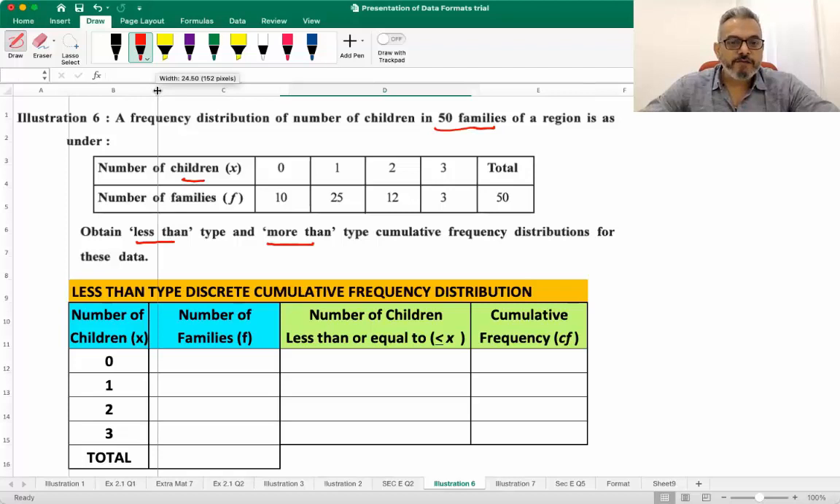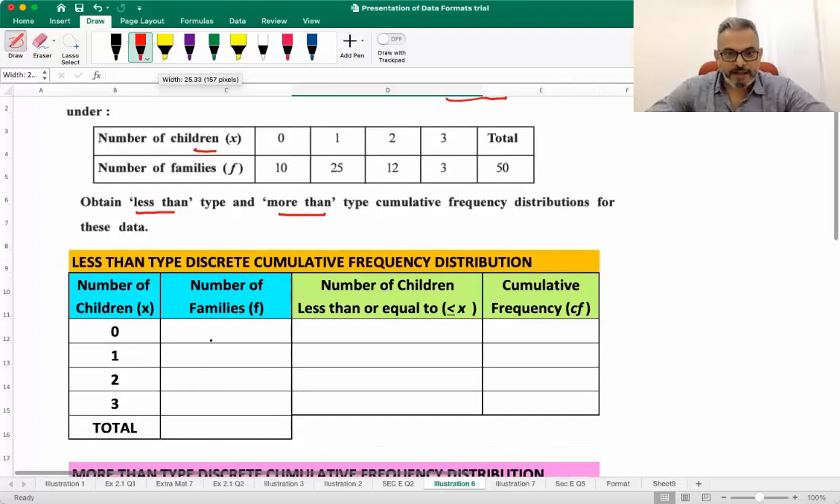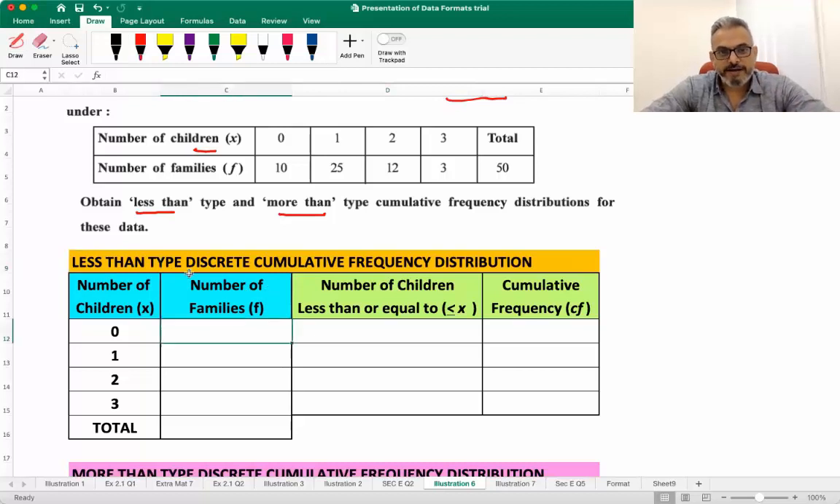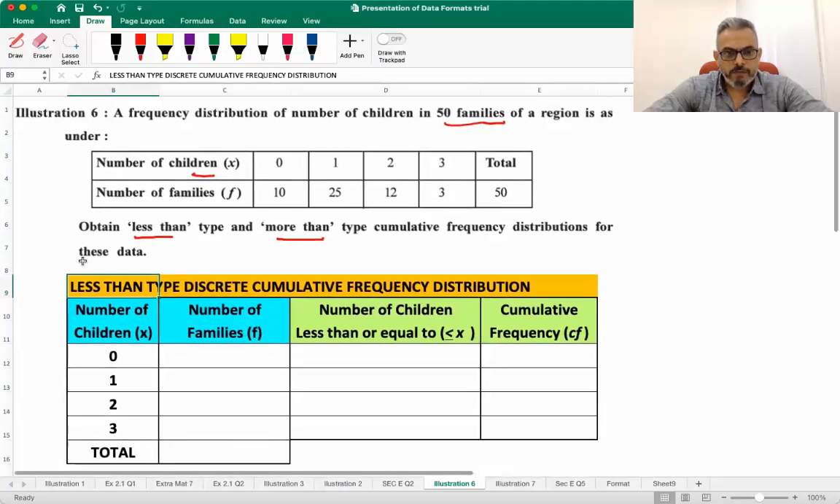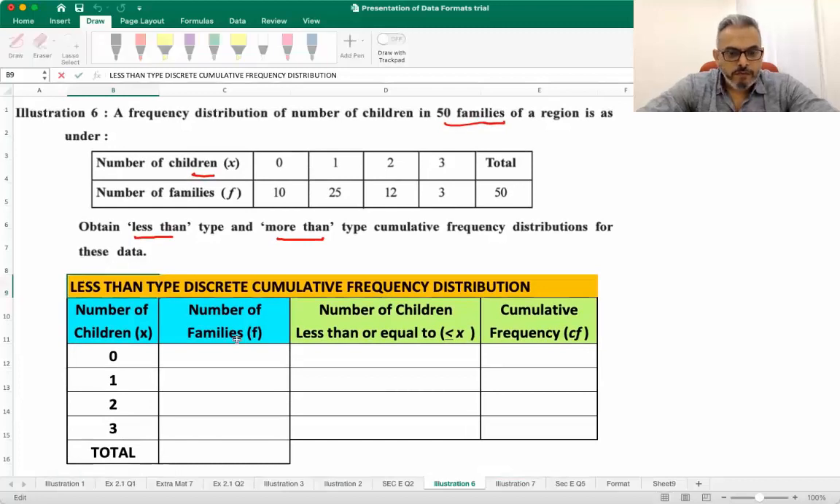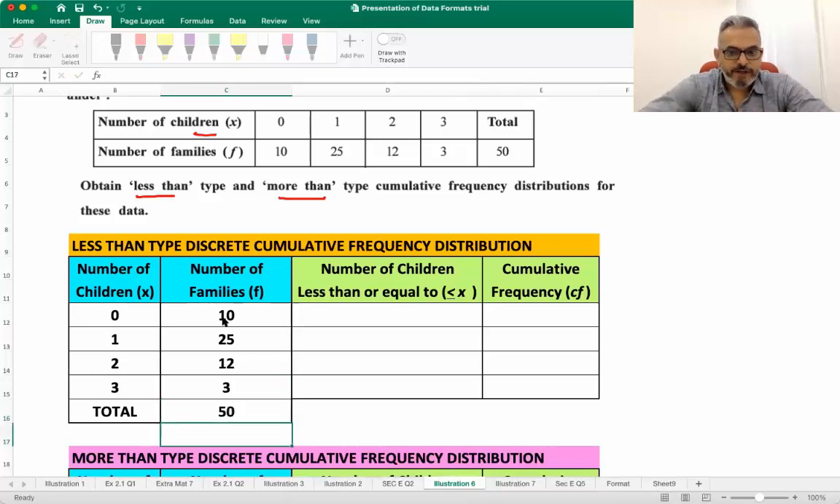So first let's make a format. So पहले हम less than type का format बनाएंगे. तो यहाँ पे तुम्हारे सामने the format I have already made. So please make a format. Give a heading like this: less than type discrete cumulative frequency distribution. Number of families 10, 25, 12, 3 and total 50.